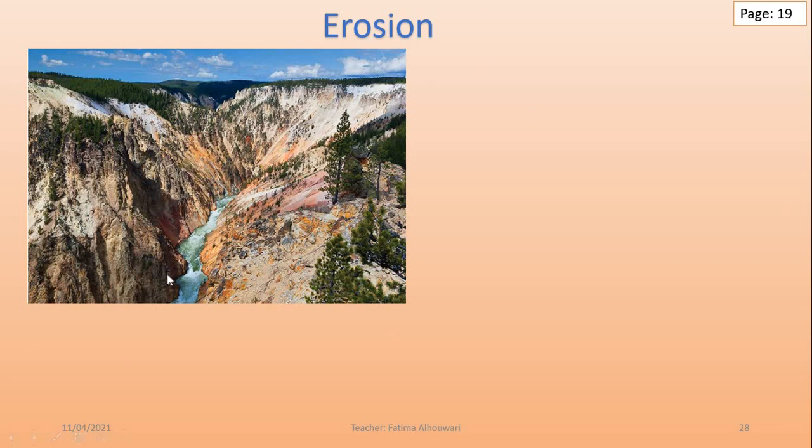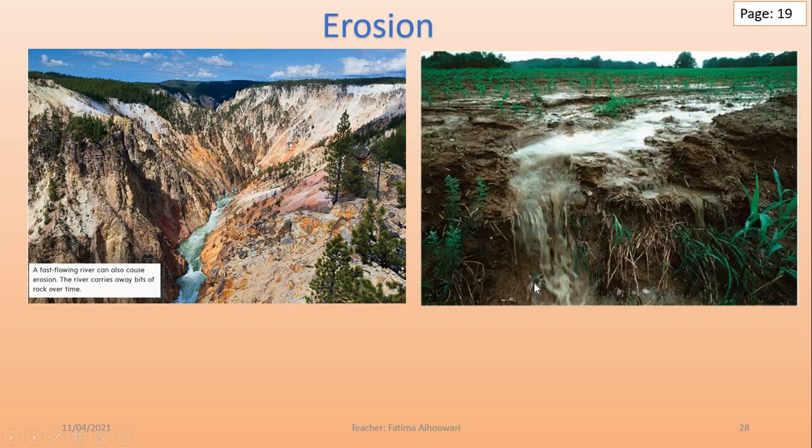Look at this photo. This is a river. A fast-flowing river can also cause erosion. The river carries away bits of rock over time. So, erosion sometimes takes a long time, just like this one. This fast-flowing river needs many years to cause a change. While erosion in this photo, you can see it at the moment.